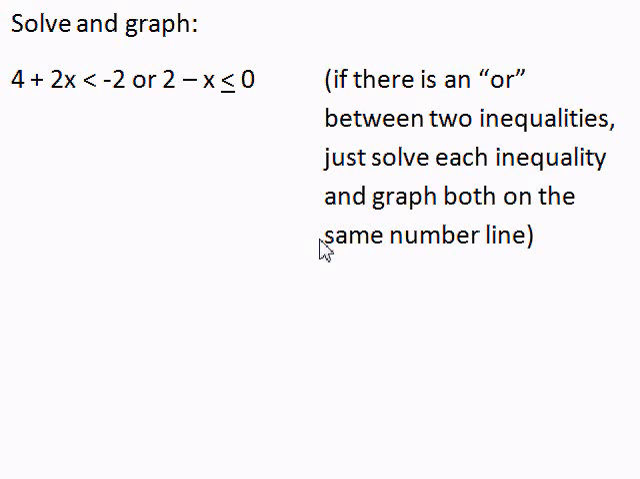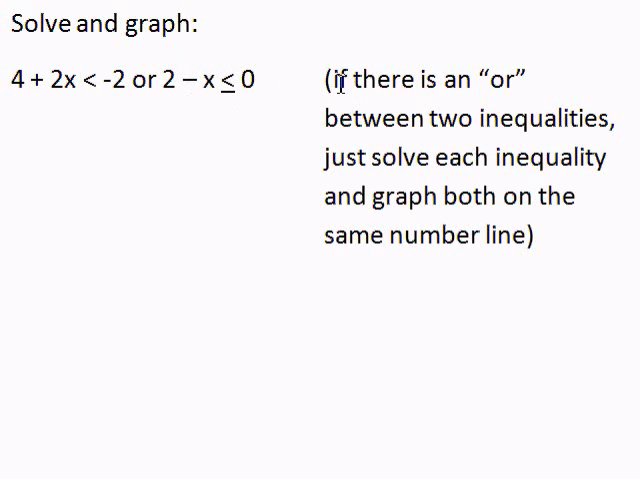Our first example, we were asked to solve and graph this inequality right here. Now what I want you to notice is that this inequality is different from the other inequalities you might have solved in the past. Specifically, you'll see that there is an OR in between two separate inequalities. What this means is that the left inequality is true or the right inequality is true.